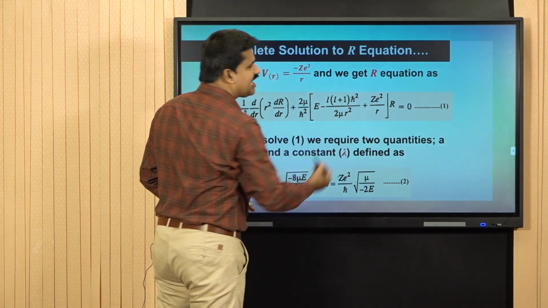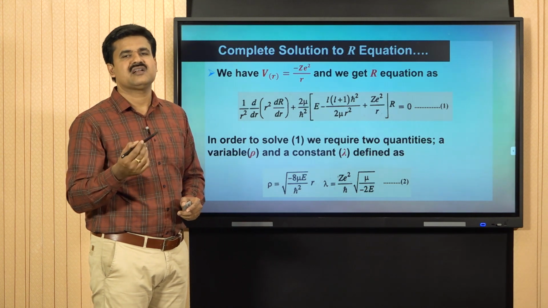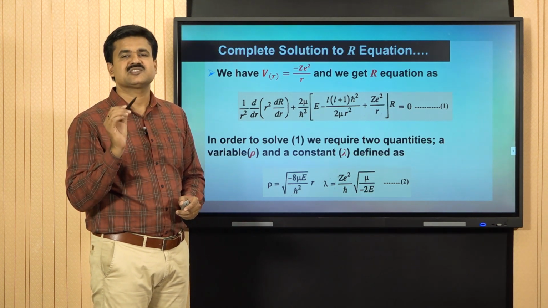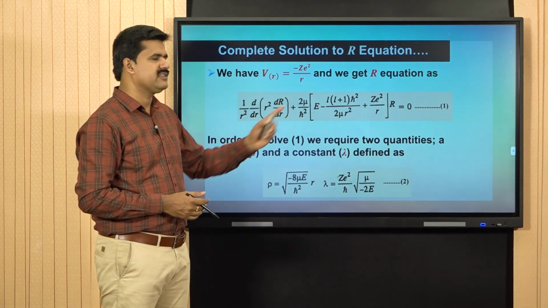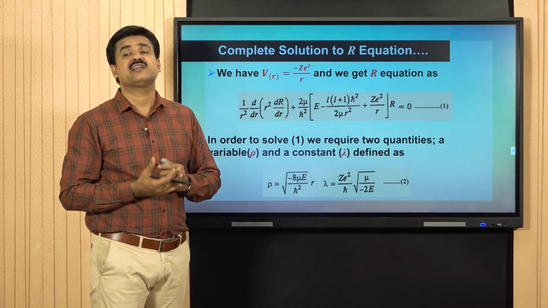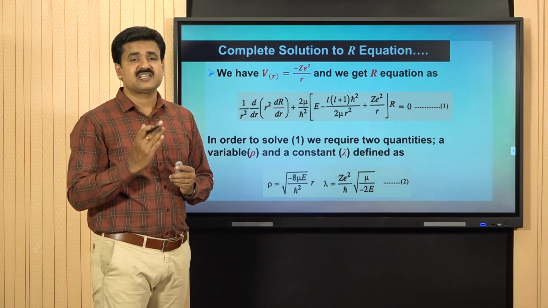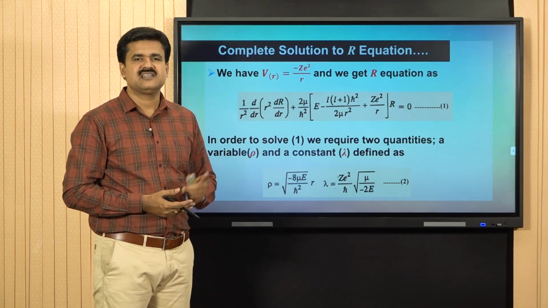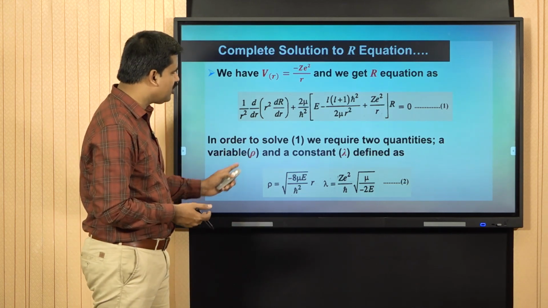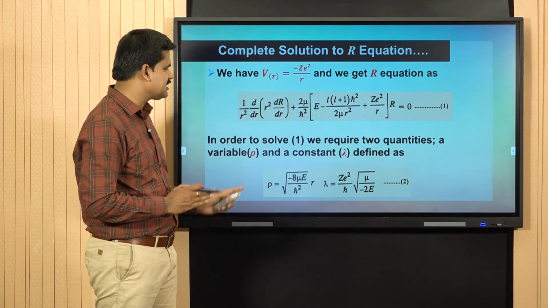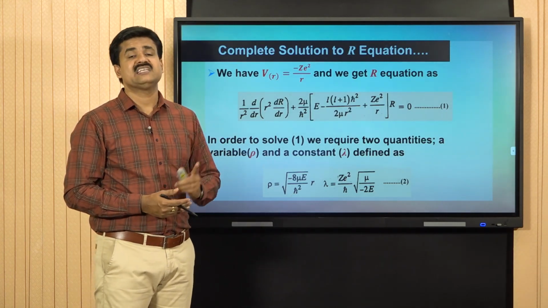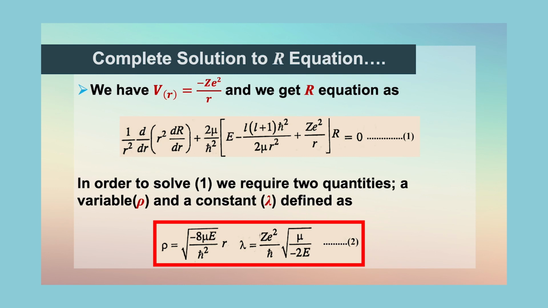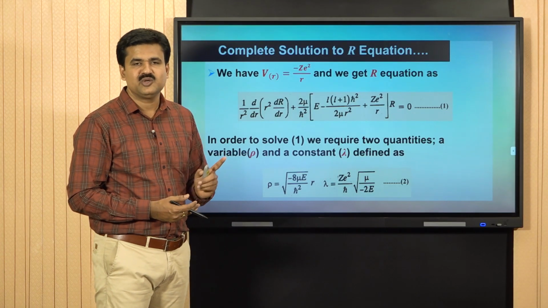It should be noted that this R term is R(r), because R(r) is the part of the wave function that depends on small r variable. In order to solve this equation, we require two important quantities. The two important quantities we require are, one is a variable named rho and the second one is a constant notated as lambda. And rho is fixed like this: rho is equal to under root minus 8 μ E divided by ħ², and outside the root we have also an r part. That is, rho is equal to under root minus 8 μ E divided by ħ² into r.